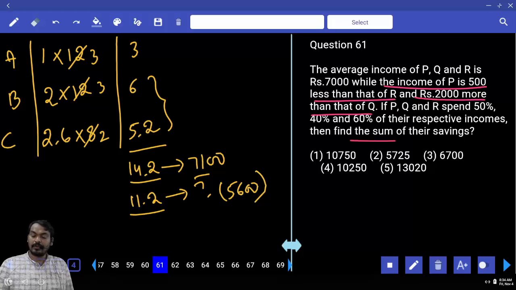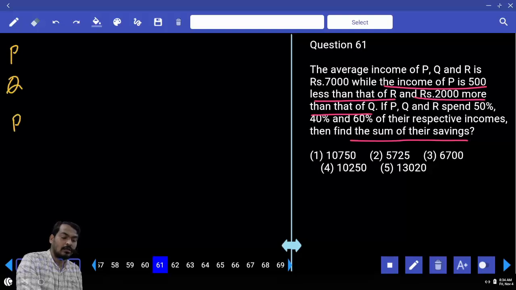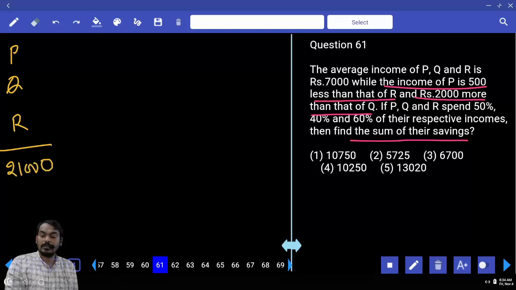What is the question here? Find the sum of their savings. First we need to identify the incomes. In that, some percentage are expenditures. Then remaining values are savings. And how many persons are there? 3 persons. P, Q, R. What is the sum of the 3 persons' income? 21,000.